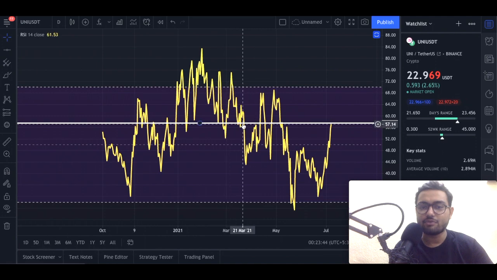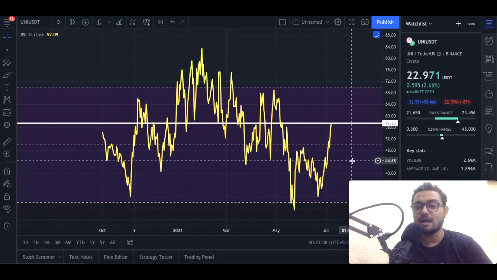We were above it for a considerable amount of time, then again we got a rejection and we have been testing it ever since, and currently we are at that same point on the RSI. So this could act as a resistance and we might see a pullback in the prices going forward.